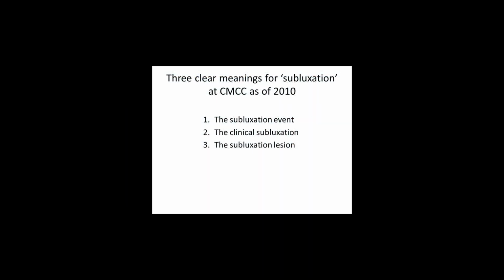These were, first, the actual instantaneous injury that resulted in pain. We called this the subluxation event. Next was the syndrome of signs and symptoms that the patient presented to the doctor. We called these the clinical subluxation. And then there was the description of the underlying tissue damage, what we called the subluxation lesion.